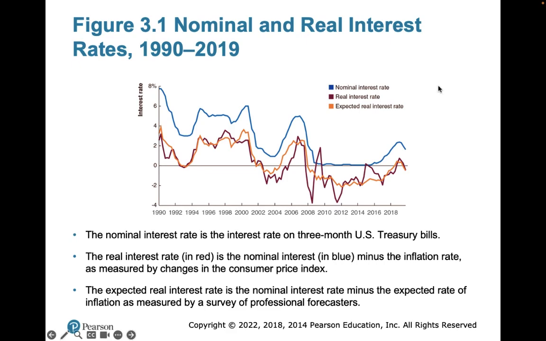This is how it is. We have the nominal interest rate, the real interest rate, and the expected real interest rate, and they are in different colors. The nominal interest rate is the interest rate on the 3-month US Treasury bills. The real interest rate is the nominal interest rate in blue minus the inflation rate as measured by changes in the consumer price index. And the expected real interest rate is the nominal interest rate minus the expected rate of inflation as measured by a survey of professional forecasters.